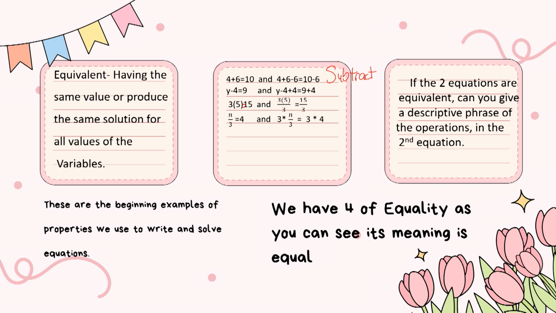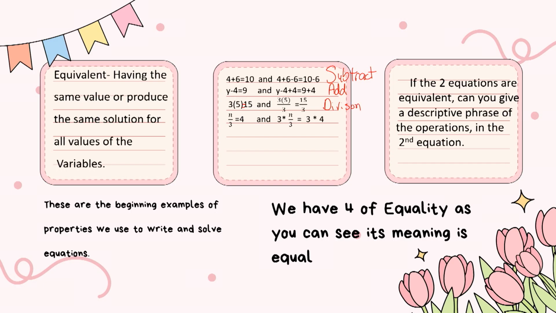All right, so let's look at the next one. I have y minus 4 equals 9. Then I have y minus 4 plus 4 equals 9 plus 4. So what's the extra step that I did going from my left side to my right? Exactly right. I am adding. So let's look at the next one. 3 times 5 equals 15. Then I have 3 times 5 divided by 3 equals 15 divided by 3. What is my extra step that I did on the right? Exactly right. I'm doing division.